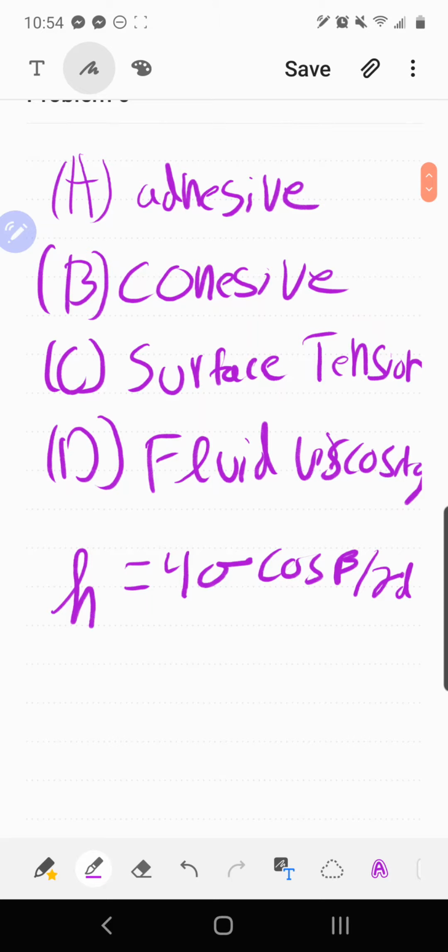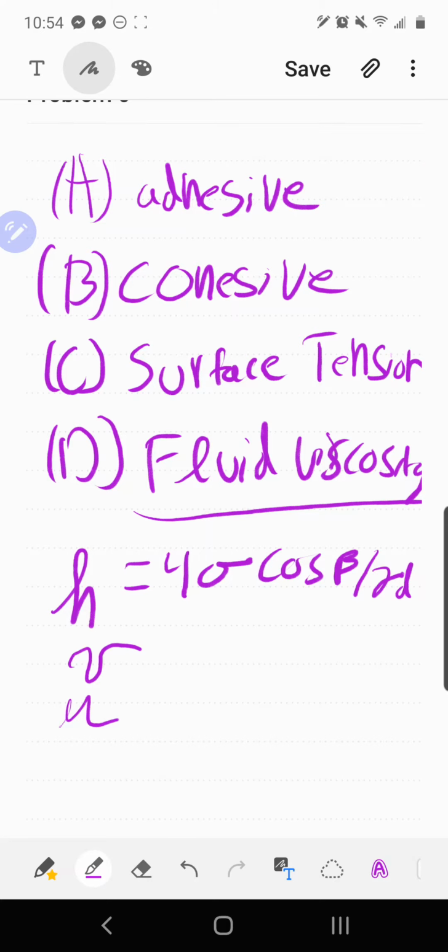So, as you can see, what is not in this equation that we have in our answers? We have no account of our fluid viscosity. Fluid viscosity being kinematic being that, and dynamic being this. Neither of those are at all in this equation.